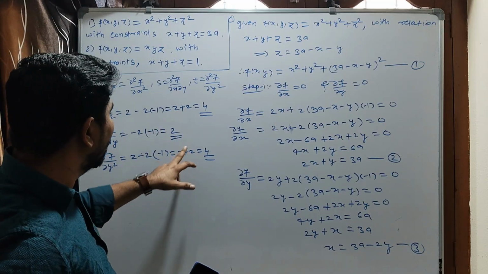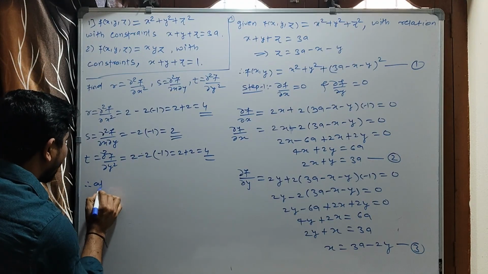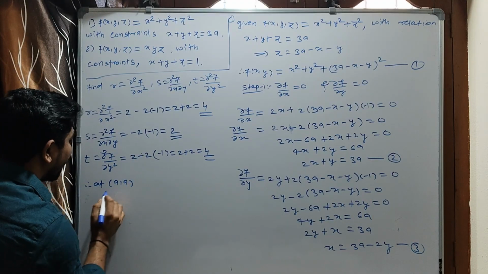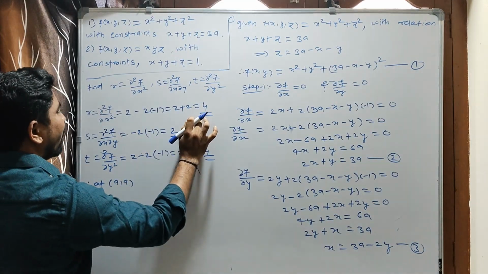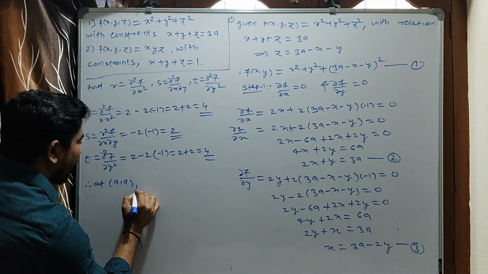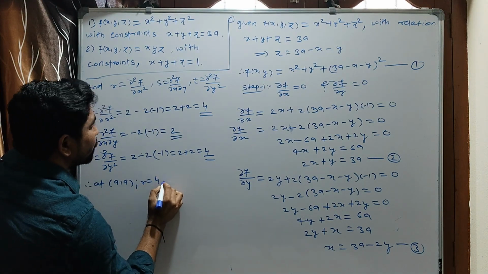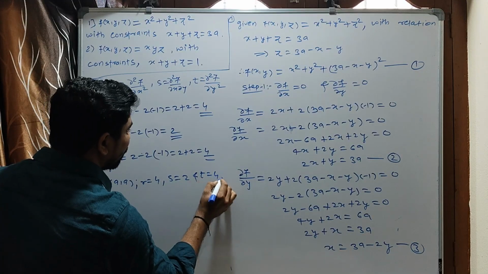This is my s equal to 2 and this is my t equal to 4. Therefore at (a, a), all functions are constant. So here at any point the value of r is 4, s is 2 and t is 4. At (a, a), r equal to 4, s equal to 2 and t equal to 4.